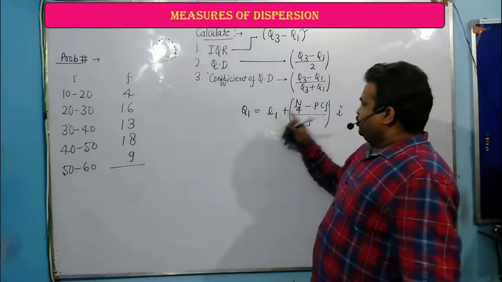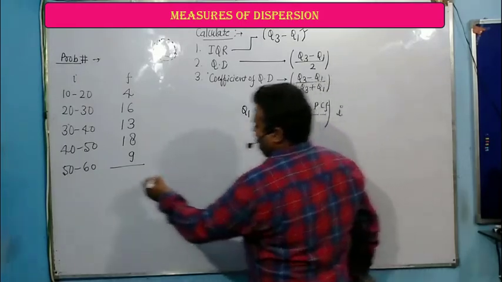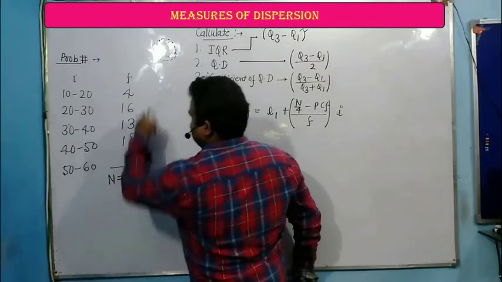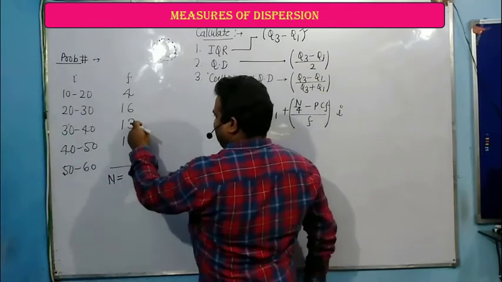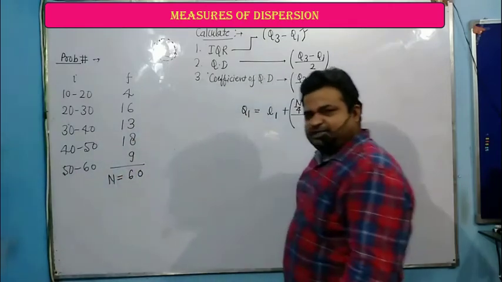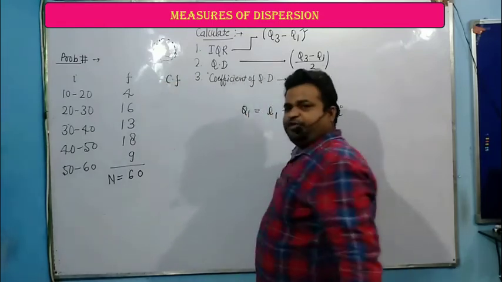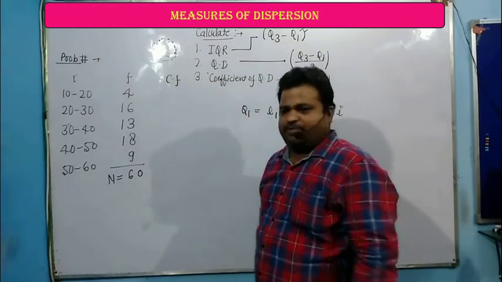Now this is n by 4. What is your n? N is the summation of all frequencies. So if you add these values, you will get 60. So 60 is my n value. Now you calculate cumulative frequency. Cumulative frequency is the addition of all frequencies one by one.